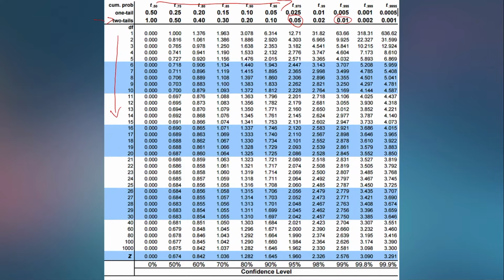So then we scan down this column and match it to our degrees of freedom. So let's say that our sample size was 20, and so we would calculate degrees of freedom as n minus 1, so that would be 19.